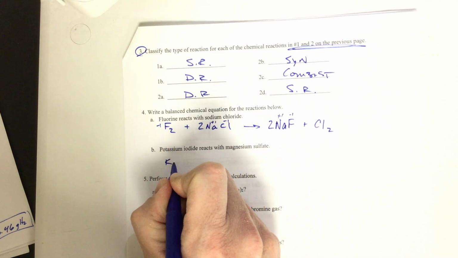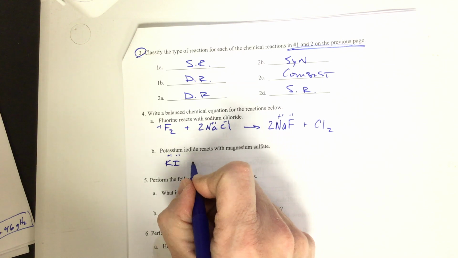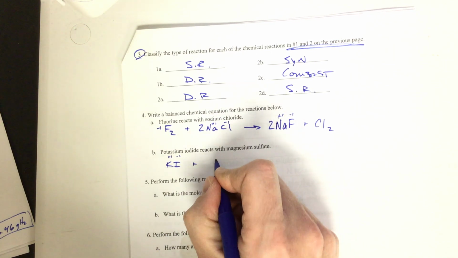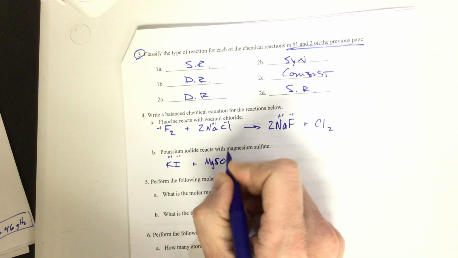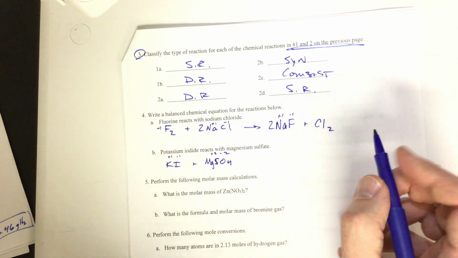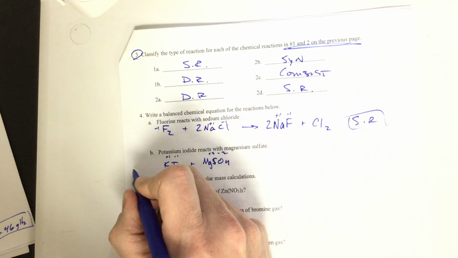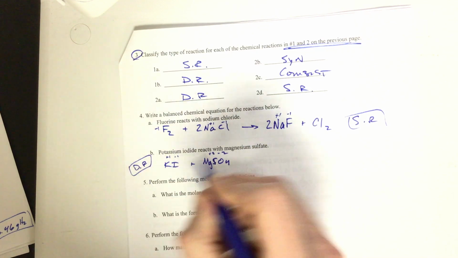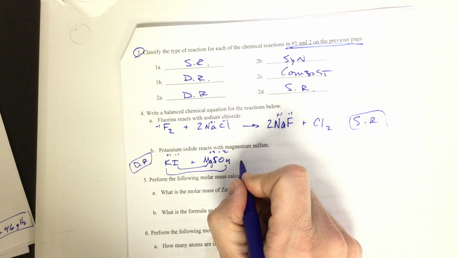Potassium iodide, KI, plus 1, -1, I'm all set. Plus magnesium sulfide, MgSO4, plus 2, -2, I'm all set there. That's going to be a double replacement reaction. Just for reference, the previous one was a single replacement reaction. This is going to be a double replacement reaction. The positive is going to replace there, and that's going to replace there.